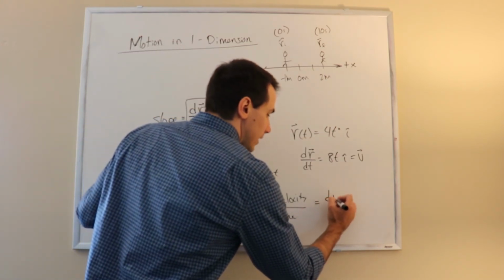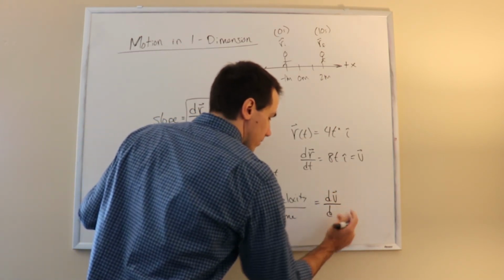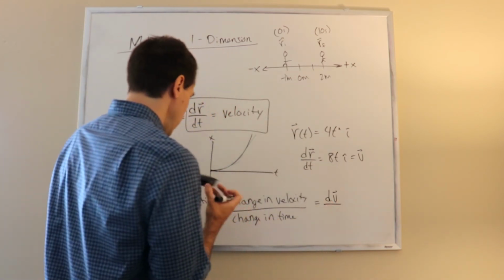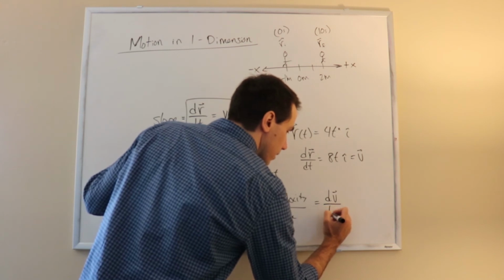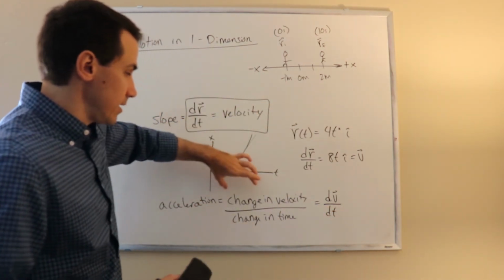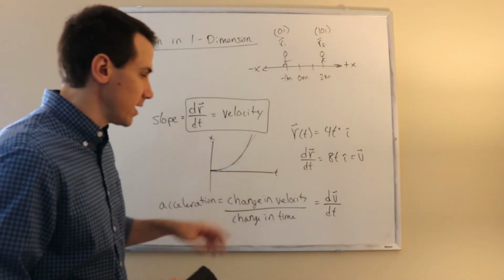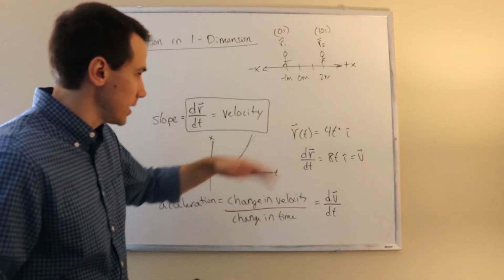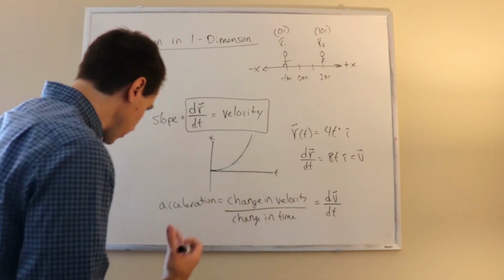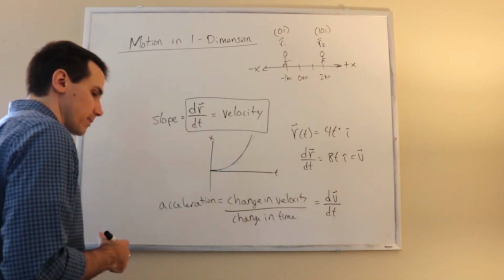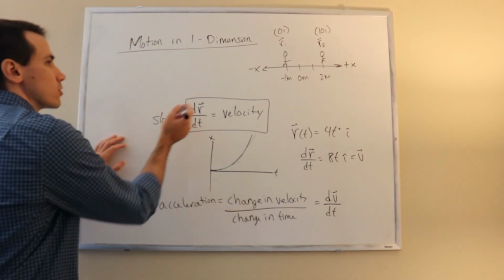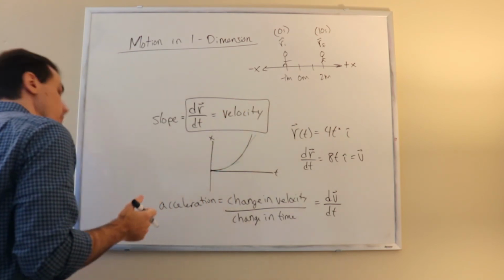You can guess that this equation is going to hold. If velocity is the change in position over the change in time, and that's dx/dt or dr/dt, then my acceleration should be dv/dt. How fast is my velocity changing? If you think about it in terms of a car driving on the highway.